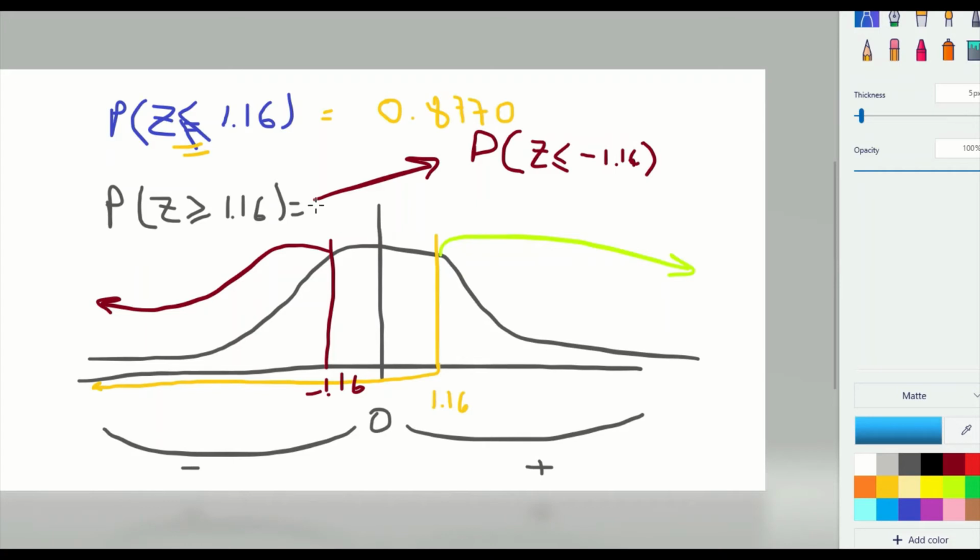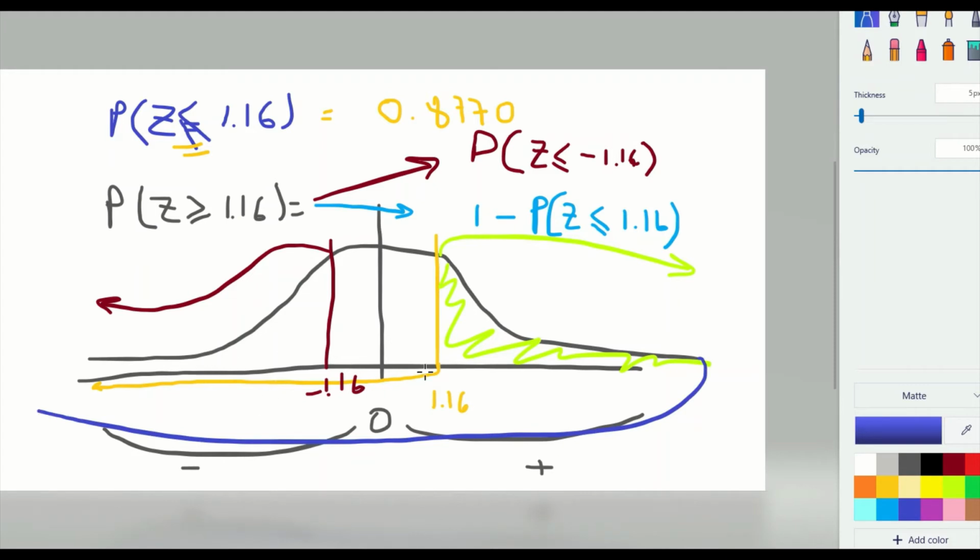Option number two, what you can do is, as we said, you write your Z and you have to change the inequality, so you have to write it as less than or equal to be able to use the table. However, this time you don't change the sign, you leave it as 1.16, but what you will have to do is write a 1 minus. Okay? So basically what you're saying is this light green area right here is the entire area, all of the area, minus the yellow area. And that yellow area is what we calculated here.